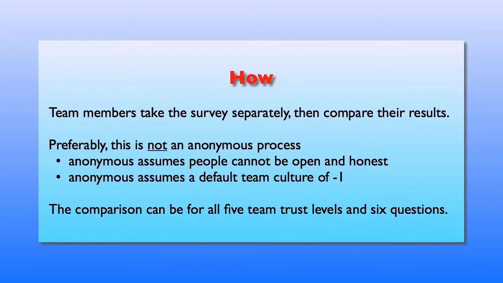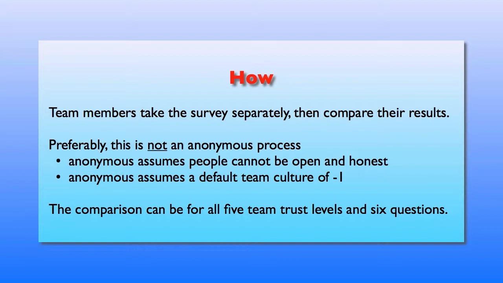In the best case, sharing results is not done anonymously. Anonymous assumes that the team environment is too risky for sharing of this kind, essentially a team culture at the -1 level. Rather, ask people to share voluntarily from their own scoring. That conversation is about where the team is today. People compare their overall score, expressing which of the 5 trust levels best describes the team. And they also can compare how people rated the 6 individual questions.